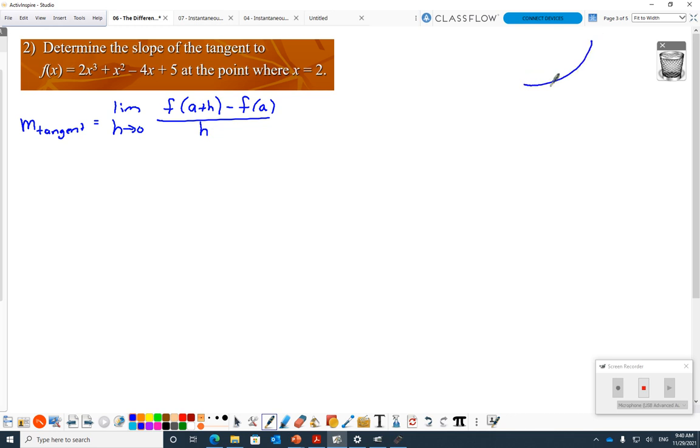But the little picture is, they've given me an initial point here, 2 comma something. And over here, I'm going to go to a second point, 2 plus h, comma, f at 2 plus h. And I'm going to send that h to 0. I'm going to get these points closer and closer together as I go there. And this will be f at 2.